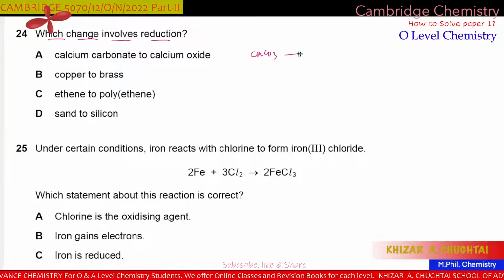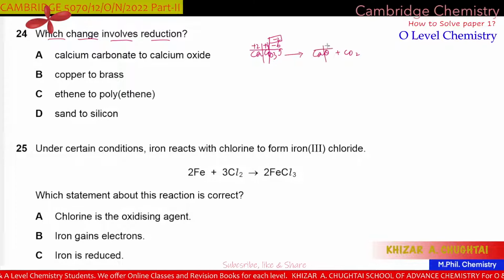CaCO3 is calcium carbonate. On decomposition, it is going to make calcium oxide plus CO2. That is a complete equation. In this case, let me check the oxidation state of each and every element. Calcium is +2. Oxygen overall total is -6 for 3 oxygen, so 1 oxygen is equal to -2, and 1 carbon is equal to +4.